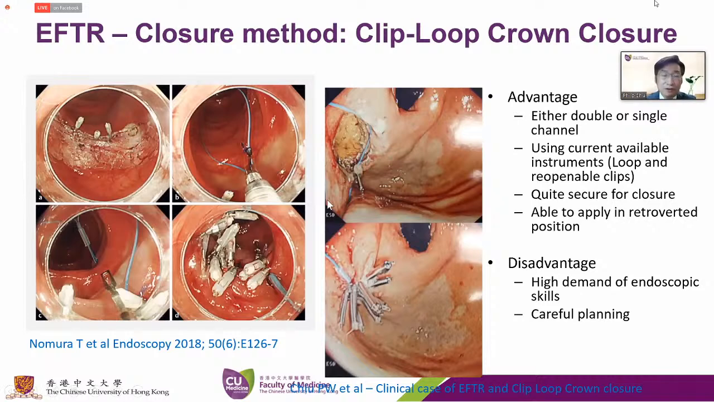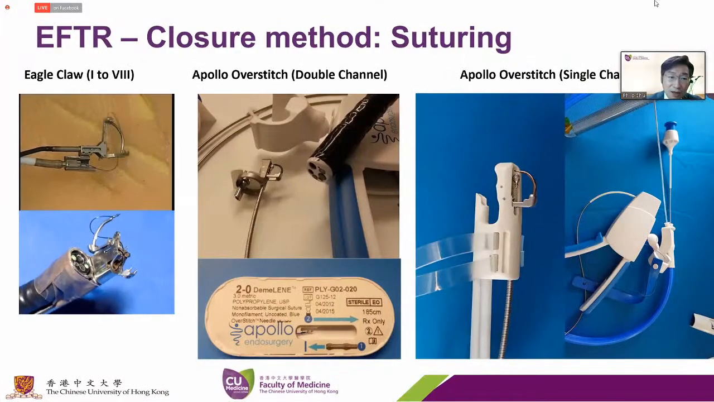If you have a small defect, one of the methods to use is actually a clip and loop crown suturing to close. That's easier to apply, but it's a high demand for endoscopic skill and also needs careful planning. So generally I use the overstitch, and it can be divided into a single channel, and currently there's also a double channel version of this overstitch.